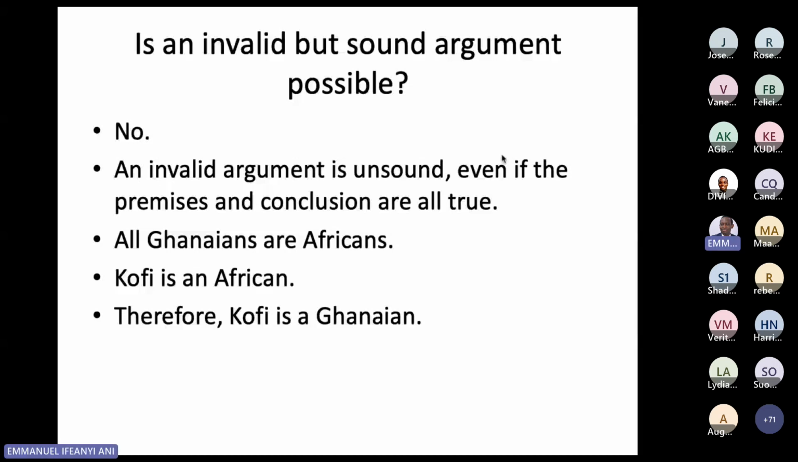So let's look at the technicalities. Validity is needed for soundness. What you need for soundness is both validity and truth. But soundness is not needed for validity. Something can be valid and not sound. Some arguments are valid but not true. Soundness needs both validity and truth.